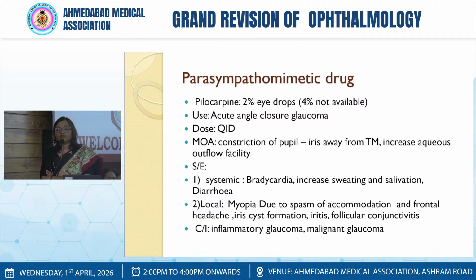The second group of drugs is parasympathomimetic drugs, that is pilocarpine, which is available in 2% and 4%, but 4% is not available in India, so we usually use 2% eye drops. The main and nowadays the only role of pilocarpine is in patients with acute attack of angle closure glaucoma. The dose is usually 4 times a day. It causes constriction of the pupil, so it pulls the iris away from the trabecular meshwork, releases the mechanical blockage and increases the aqueous outflow.